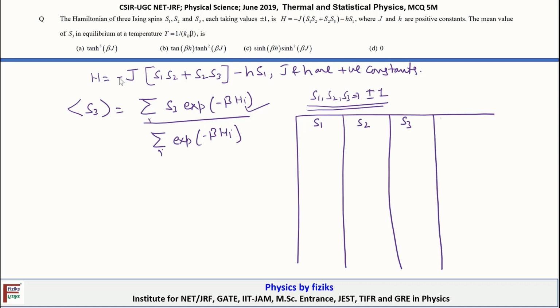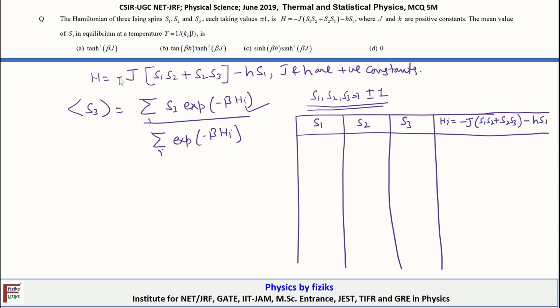Okay, and the last one will contain the HI values, which will be simply calculated from the given statement of the Hamiltonian, which is equal to minus J times S1 S2 plus S2 S3 minus H multiplied by S1. So that is the Hamiltonian basically.